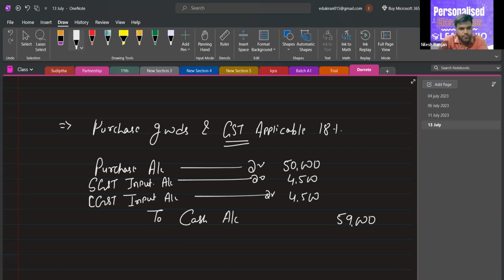So when we purchase goods, then we have to pay tax to the shopkeeper. And this is called input. So if we are paying CGST, then it will be called CGST input. And if we are paying SGST, then it is called SGST input. And if this is an interstate transaction, then we will write IGST.